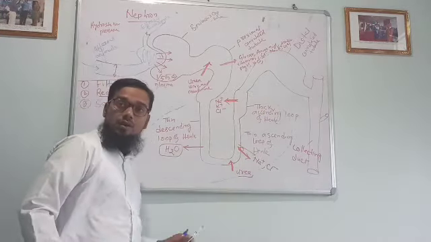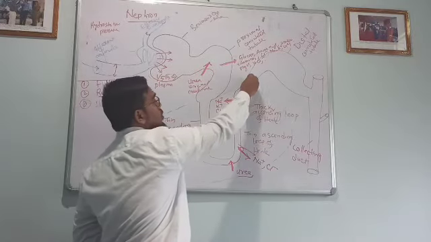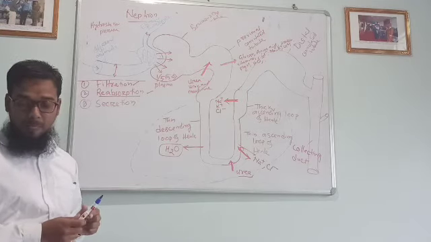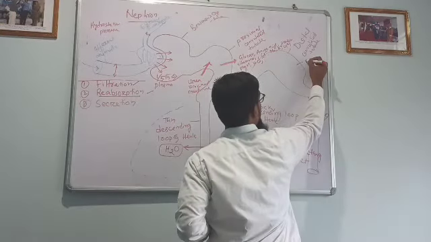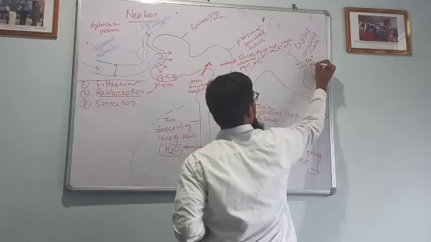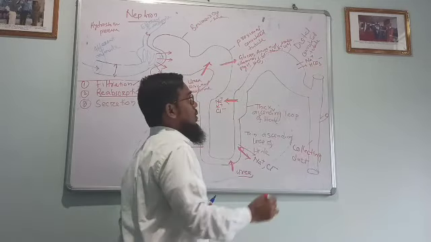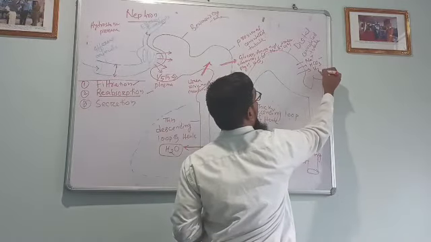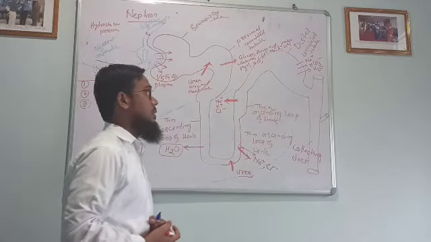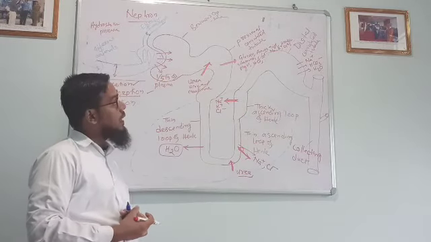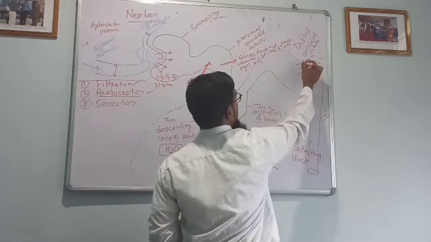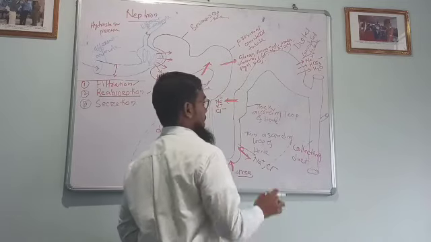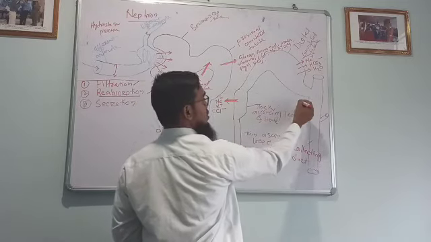After that, the urine filtrate will move to the distal convoluted tubule, and in the distal convoluted tubule sodium, bicarbonate, and water are reabsorbed. Sodium, bicarbonate and water are reabsorbed. So the next reabsorption function: sodium, bicarbonate, water.